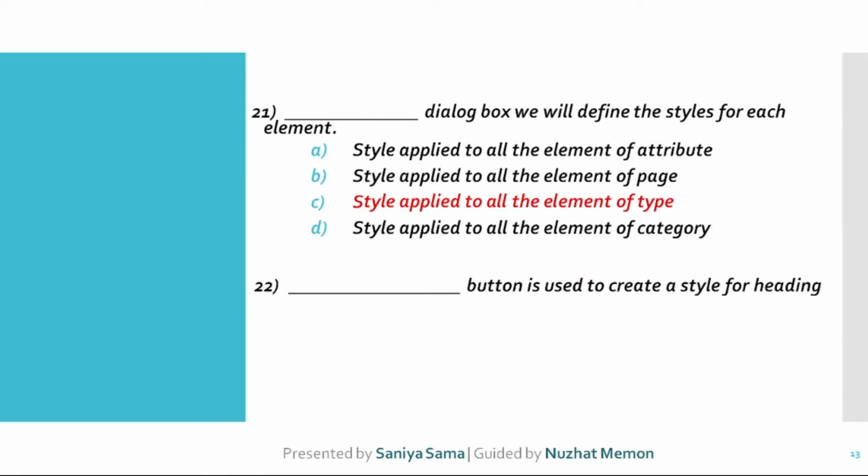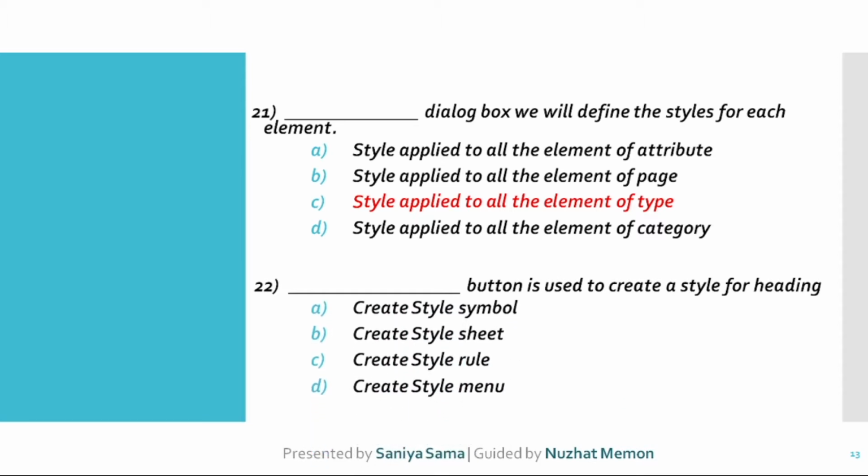22. The dash button is used to create a style for heading. Option A, creates style symbol. Option B, creates style sheet. Option C, creates style rule. Option D, creates style menu. The answer is create style rule.